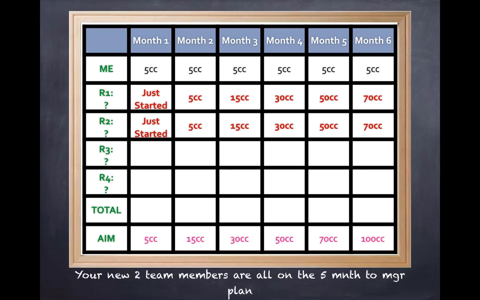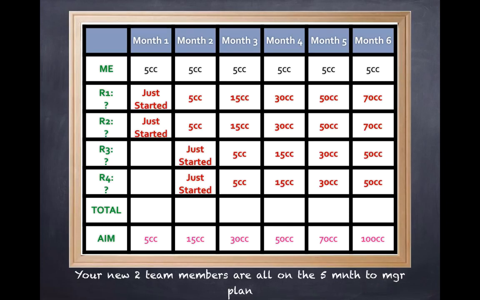Then they're going to follow the exact same plan as what you can see as the aim on the bottom. Your new 2 team members are all on the 5 month to manager plan. So like it says there, your aim was 5, 15, 30, 50, 70, 100. That's the exact same plan for your recruit 1 and recruit 2. So you're just going to draw that on your board, 5, 15, 30, 50, 70. You're going to do that for each recruit. So you know what they need to do, but they've actually got their own board, so you're going to show them this video or show them the plan on how they find their own 15.